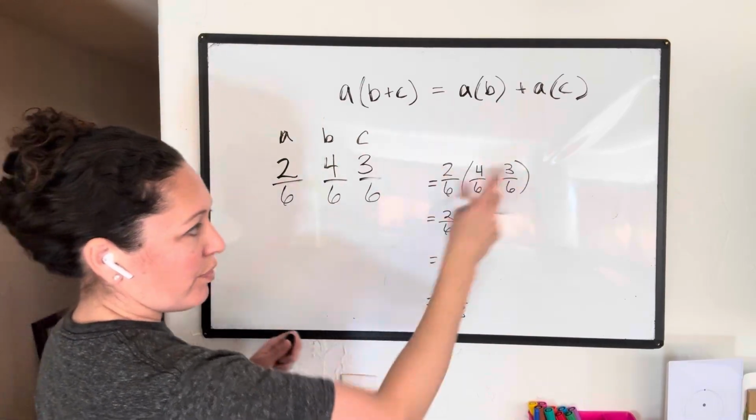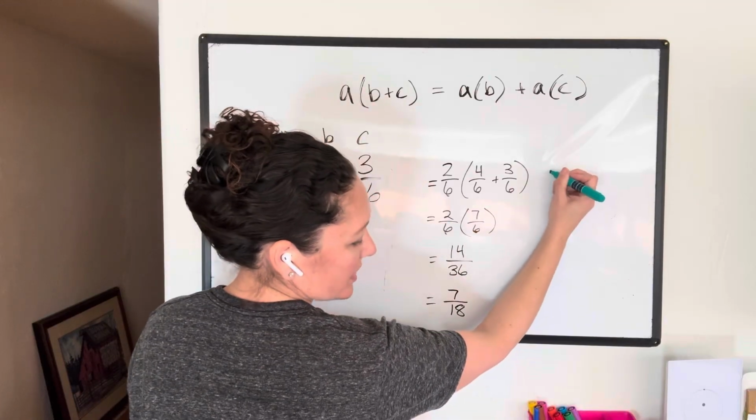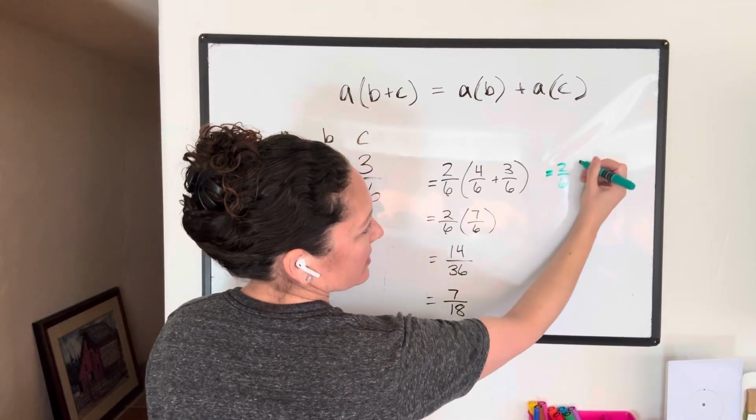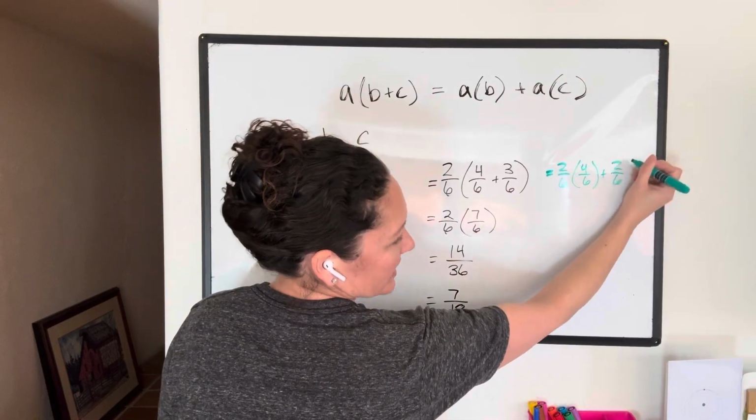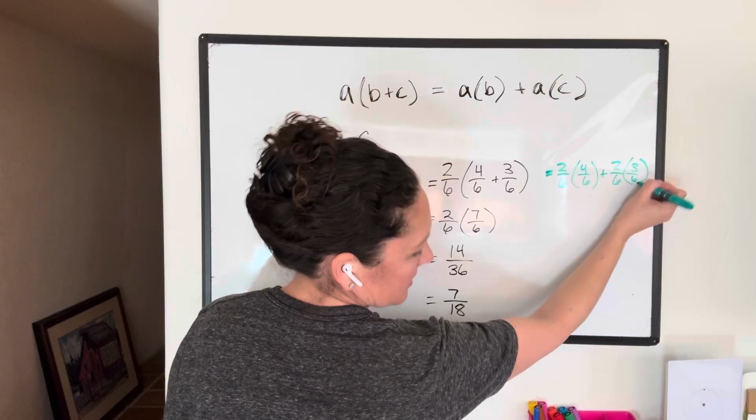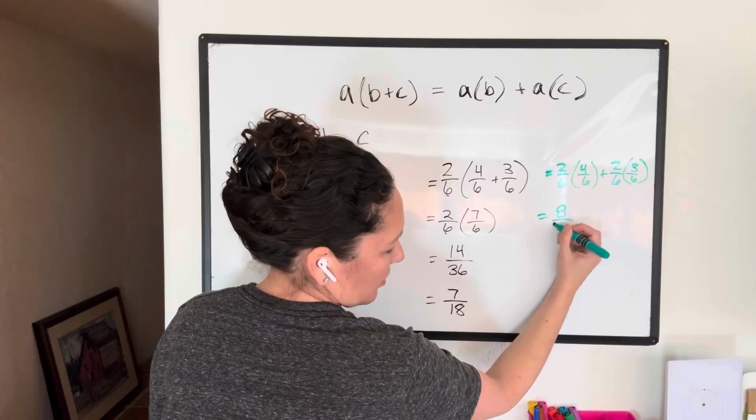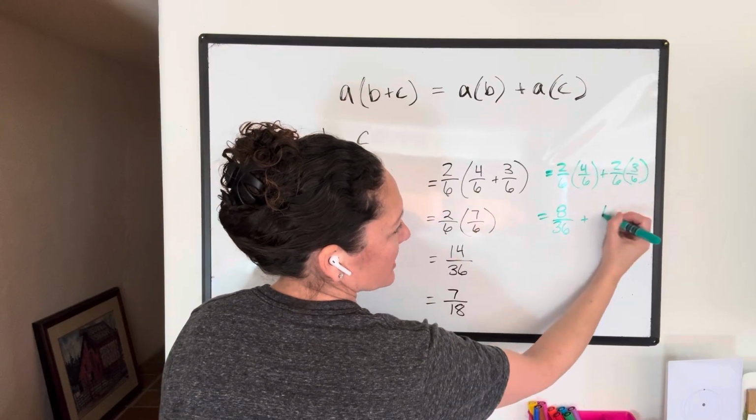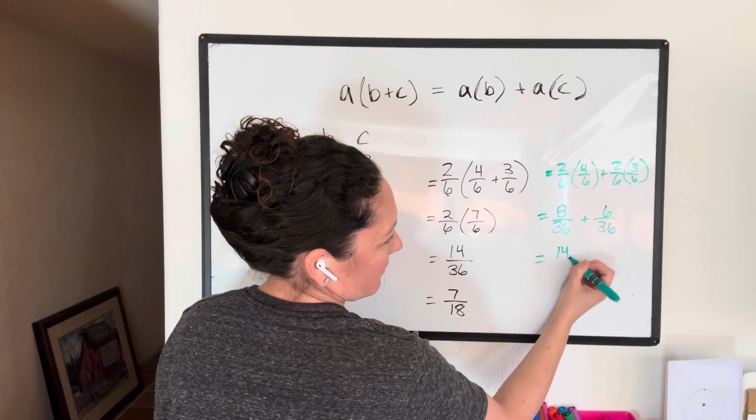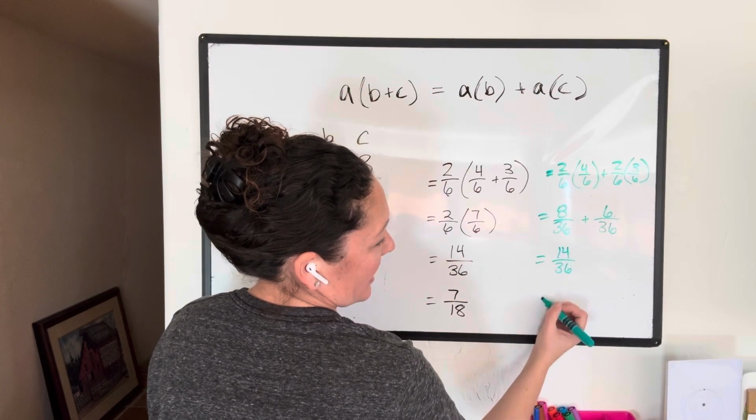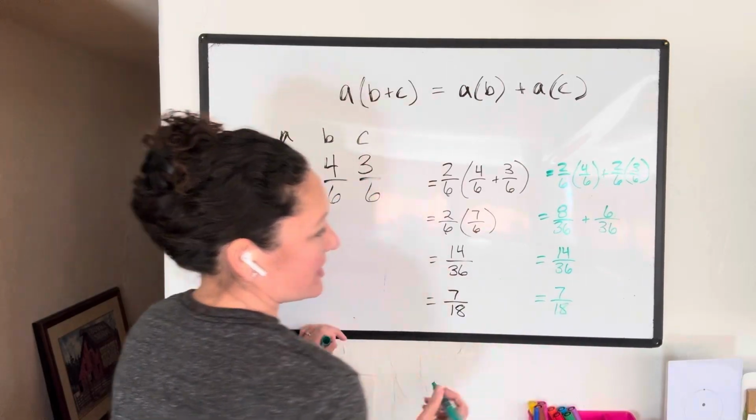If they want to branch it out and write it out the longer way, that also still works. So you have 2/6 times 4/6 plus 2/6 times 3/6, and 2 times 4 is 8 over 36. 2 times 3 is 6 over 36. And then you add those together, you get the 14 over 36, and they still are divisible by 2. So you can simplify to 7/18.